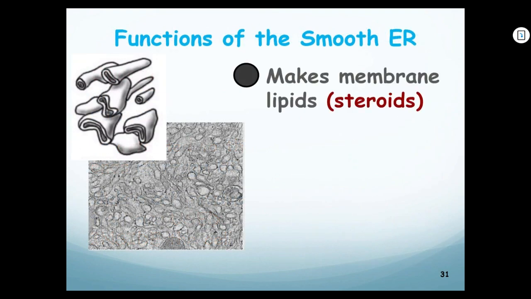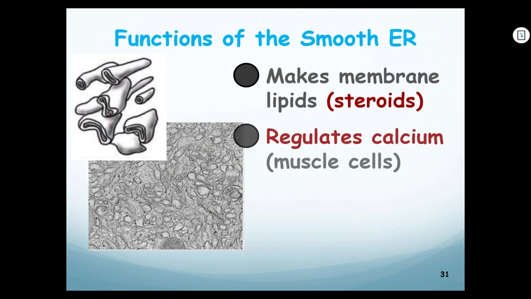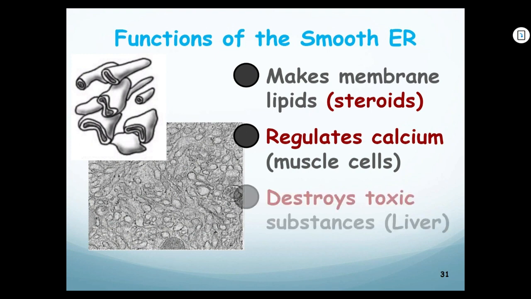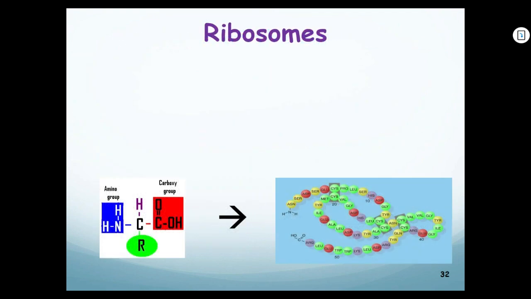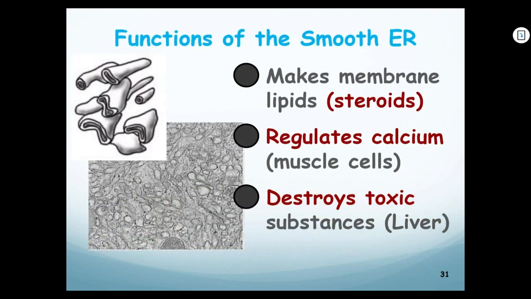It makes membrane lipids, also known as steroids, right? So that's very important to remember when you're thinking about the function of the smooth ER. It regulates calcium. We really don't stress that too much, but it is important to know. And it destroys toxic substances, and that is very important, because you do not want toxic substances staying in your body. You want those to be broken down so that you can remain healthy.